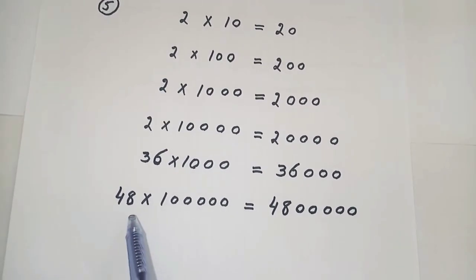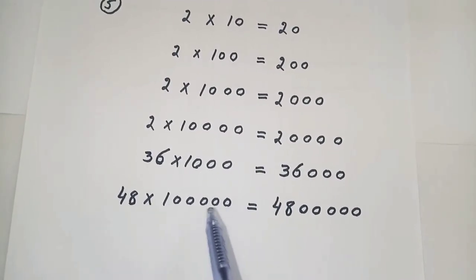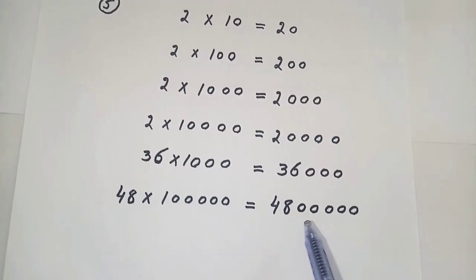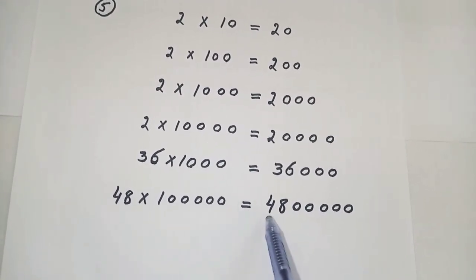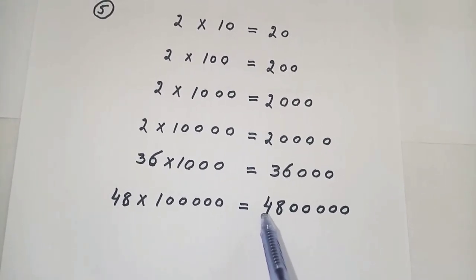The same way, 48 multiplying with this number, how many zeros are here? 5. So here we write 5 zeros. And 48 into 1 is 48. You note it.